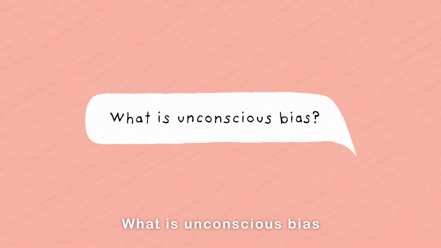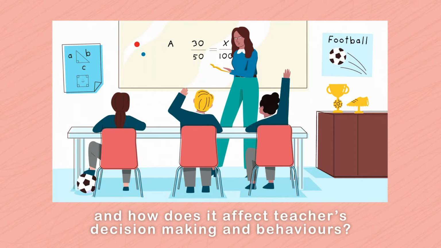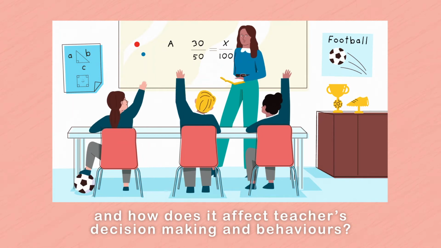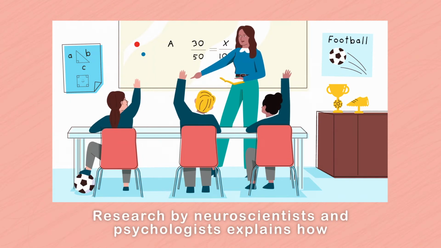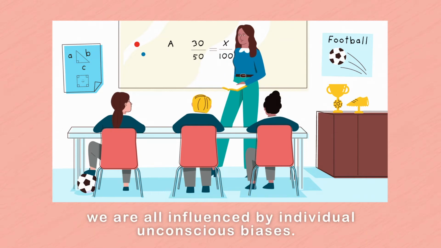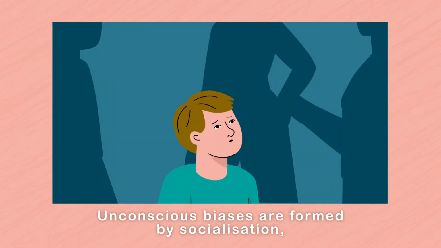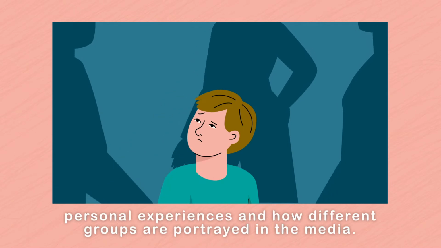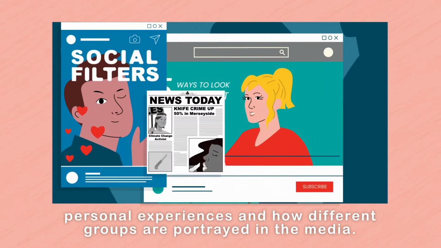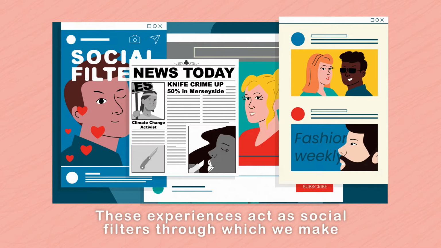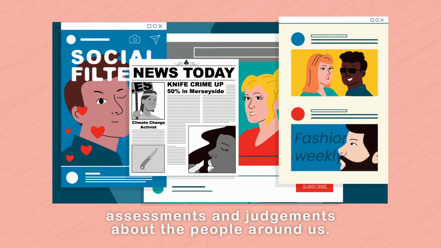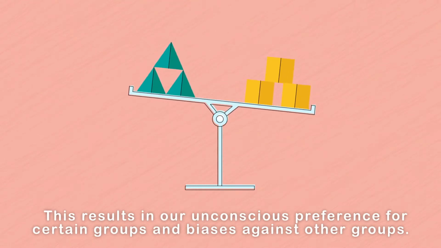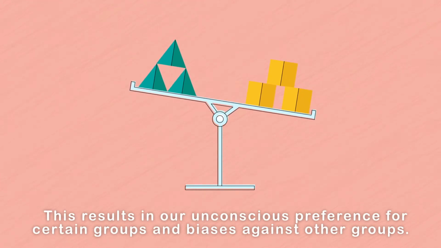What is unconscious bias and how does it affect teachers' decision-making and behaviours? Research by neuroscientists and psychologists explains how we are all influenced by individual unconscious biases. Unconscious biases are formed by socialisation, personal experiences, and how different groups are portrayed in the media. These experiences act as social filters through which we make assessments and judgments about the people around us. This results in our unconscious preference for certain groups and biases against other groups.